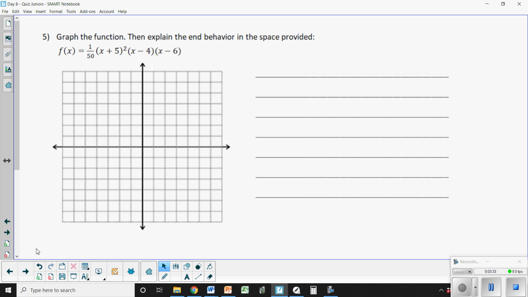And then in this last question, graph the function, and you're going to explain the end behavior in the space provided. So talk about where the graph goes as x gets larger, where the graph goes as x gets smaller. And then why do you know those things?